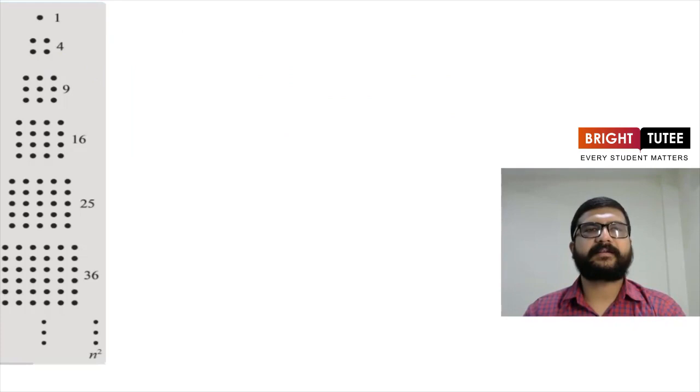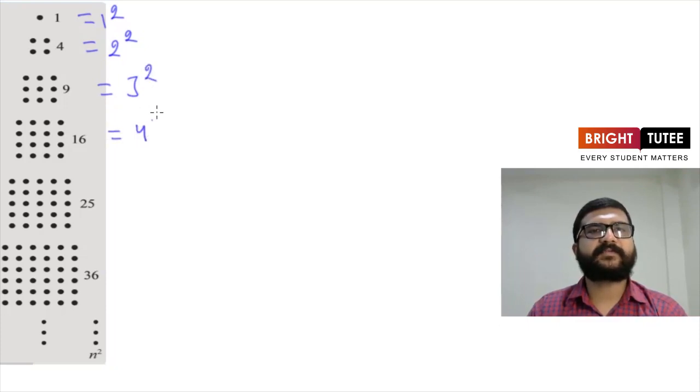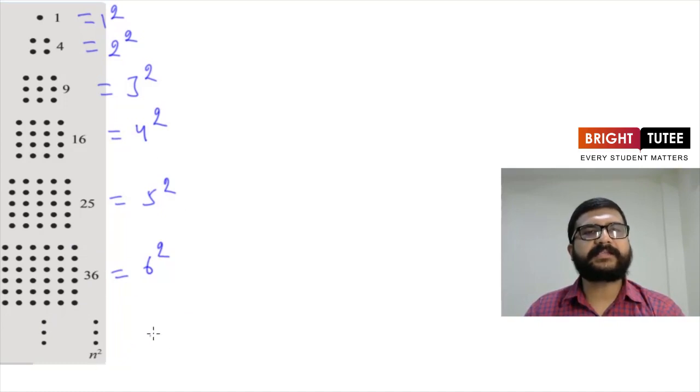So here is one more pattern. In the first one we have only one dot, and then we have 4 dots, and then 9, then 16, then 25, then 36. If we observe carefully, 1 is nothing but 1 square, 4 is 2 square, 9 is 3 square, 16 is 4 square, 25 is 5 square, 36 is 6 square. So this is basically, for the nth pattern, it will be n square.